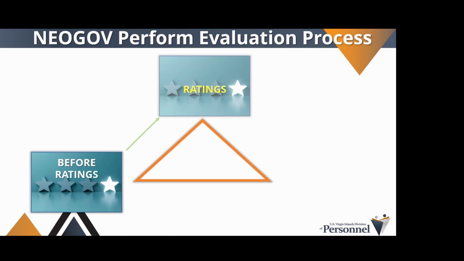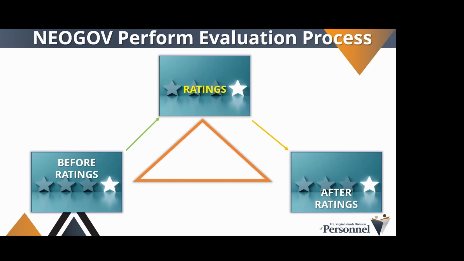The next stage is the rating stage, which starts with the employee self-rating and concludes with the manager completing their rating of the employee. The third stage, the after rating stage, is the approval stage. It starts with the first approval done by the immediate supervisor, followed by the second approver's review and approval of the immediate supervisor's rating. At the completion of this step, the evaluation is released to the employee for review.